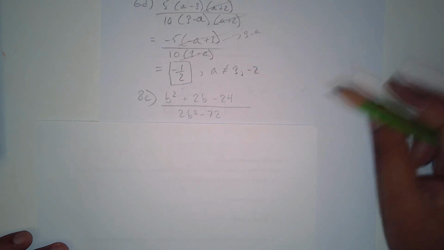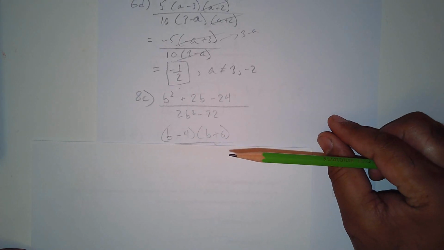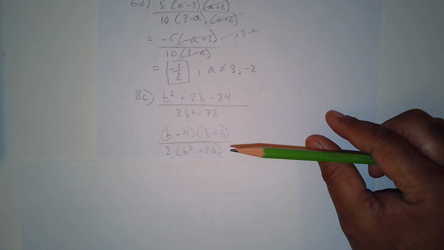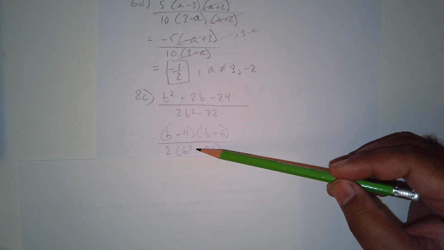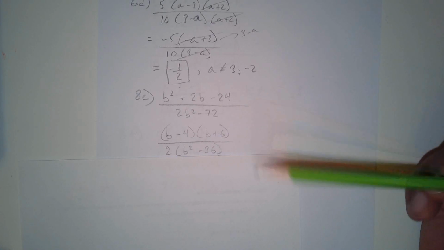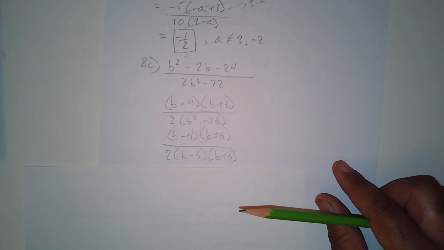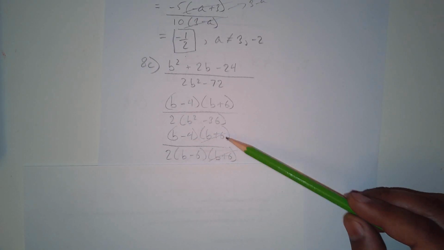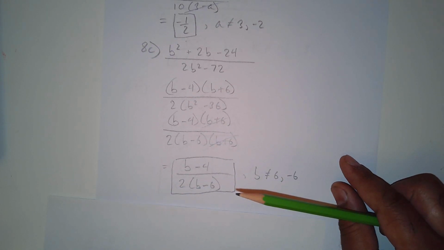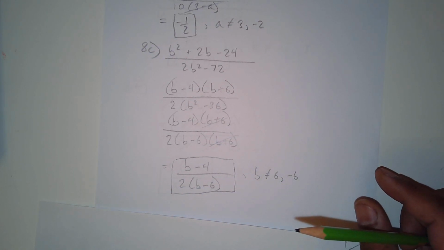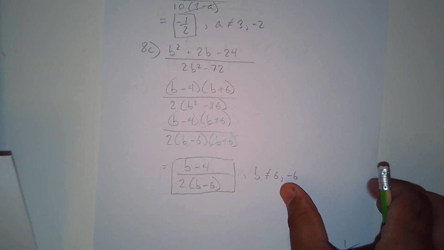Okay, this one here. So what you got to do is factor. Okay, so you factor the top, you get b minus 4, b plus 6. You can factor a 2 right off the bat for the bottom part. And now what you have in brackets is a difference of squares. Okay, so remember, difference of squares, that's going to be b minus 6 and b plus 6. So the two b plus 6's cancel out, and then you're left with this. Okay, b minus 4 over 2b minus 6. Okay, so b can't equal 6 and -6.